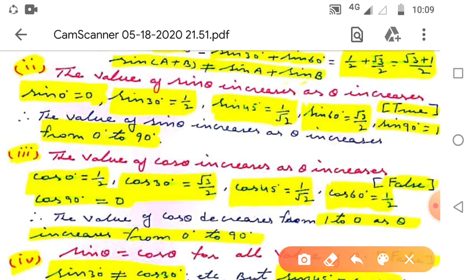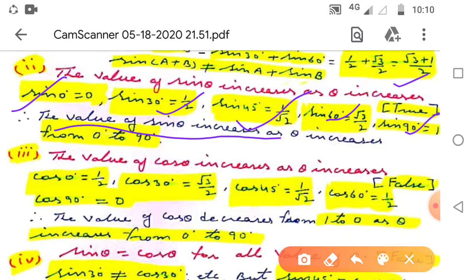The second part, the value of sine theta increases as theta increases. Here sine 0 is 0, sine 30 is 1 by 2, sine 45 is 1 by under root 2, sine 60 is under root 3 by 2, and sine 90 is 1. Look here, when theta is increasing, the value of sine theta is also increasing. Clear? So it's a true statement.